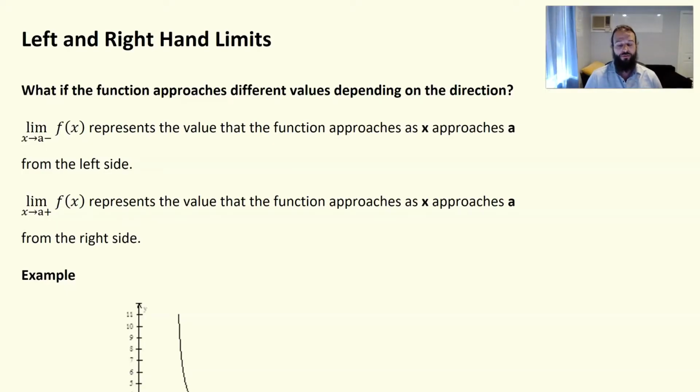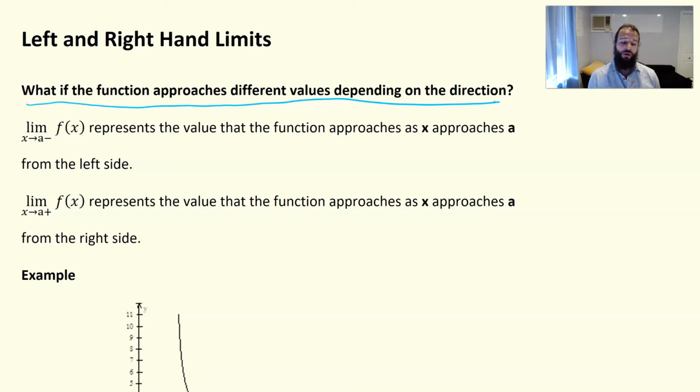In a previous section, we ran into a case where we had a function approaching two different values depending on which side you were looking at it from. So today we're going to address that. The question is basically, what if the function approaches different values depending on the direction?